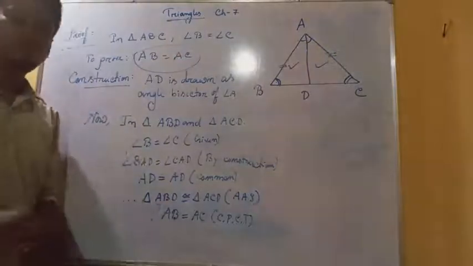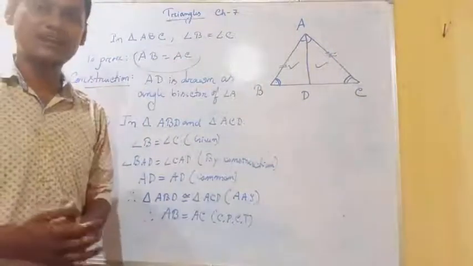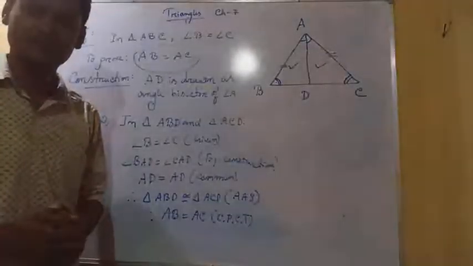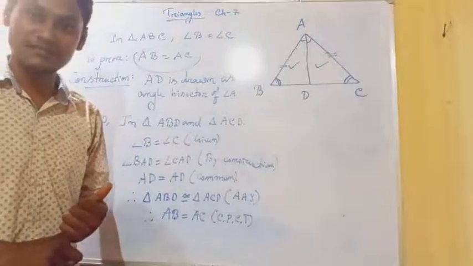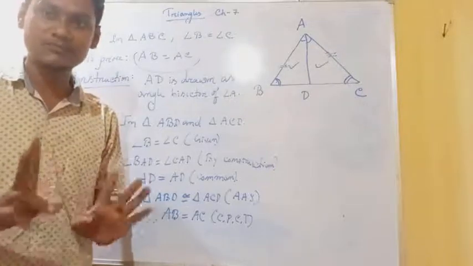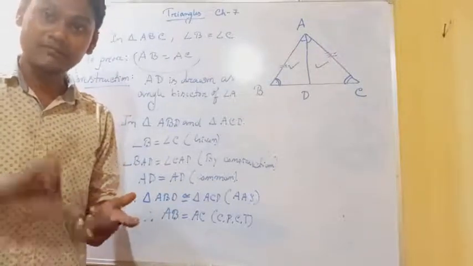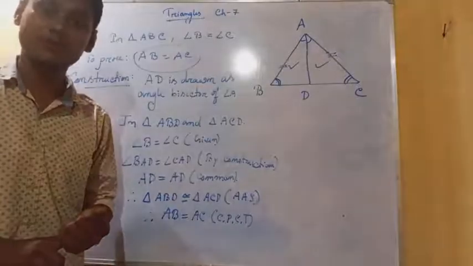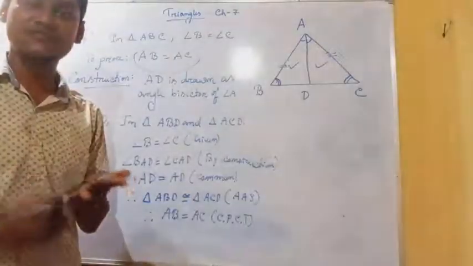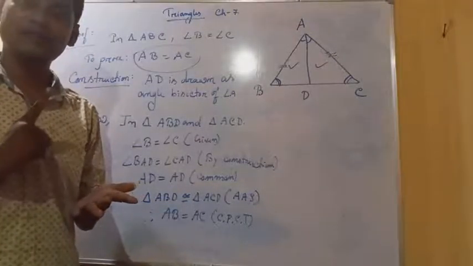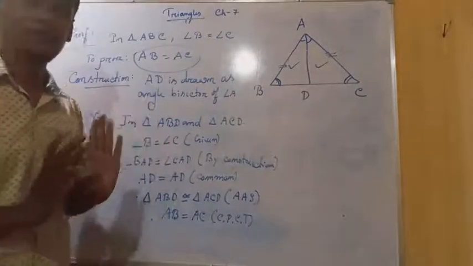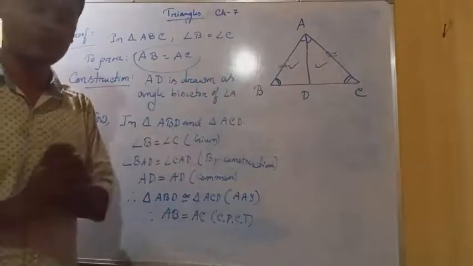Once again, within a quick time, I would like to remind you about the overall revision of what we have discussed. In the first theorem, we discussed that in an isosceles triangle, two sides are equal, and the angles opposite to equal sides are equal. The converse of this theorem is this one: if in a triangle two angles are equal, then their opposite sides will also be equal. I hope all of you understood this one. With the help of the congruence rule, we have solved it.